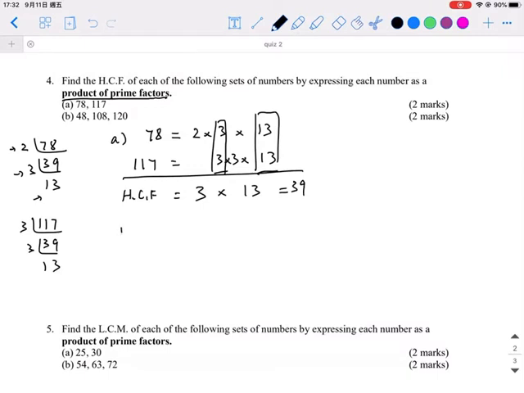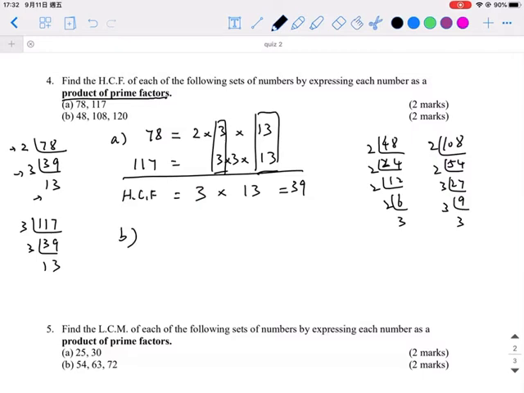So we finish the first part, and the second part is for 48. That means 2 times 24 and 2 times 12 and 2 times 6, 2 times 3. And the second one is 108, 2 times 54, 2 times 27, 3 times 9, and 3 times 3. And the last one is 120, 2 times 60, 2 times 30, and 2 times 15. Oops, I can't write it down, I don't know why. 2 times 15, right? Finally it is 3 times 5.